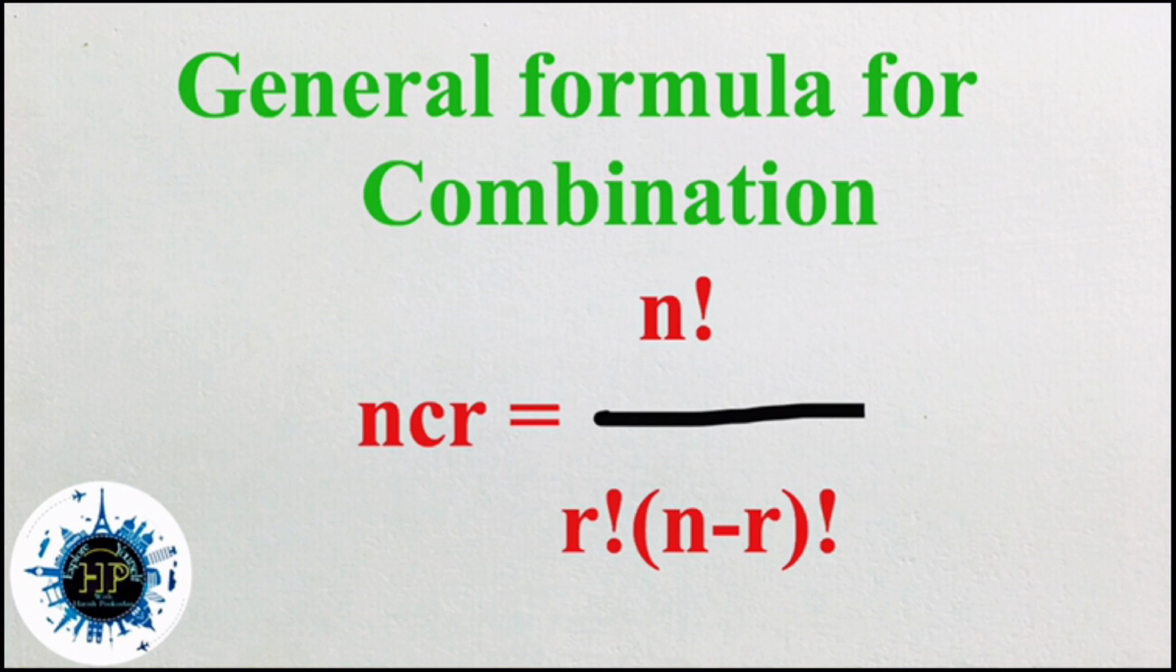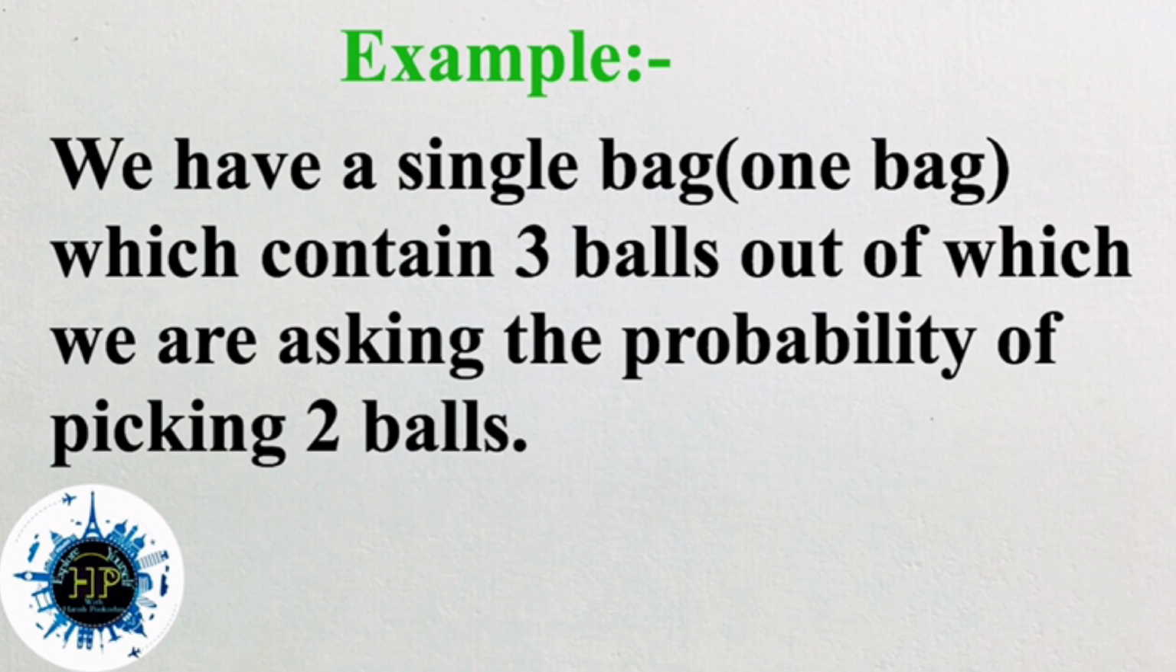We can ignore this formula and look back at how to solve the problem without it. So let us take an example. We have a single bag that contains 3 balls, out of which we are asking the probability of picking 2 balls. So this is the problem.